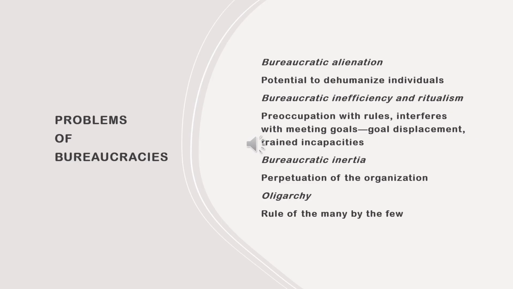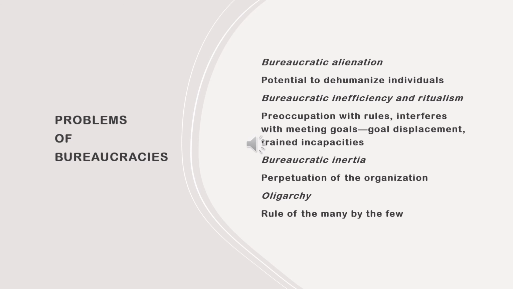So a few of the problems of bureaucracies: alienation, they have a tendency to dehumanize people. They can be really inefficient and ritualistic. You follow the rules for the sake of following the rules. Even if technology has changed, even if somebody finds a better process, they often are ritualistic, rule-based, where they don't change very quickly, even if it's something that's going to be helpful.